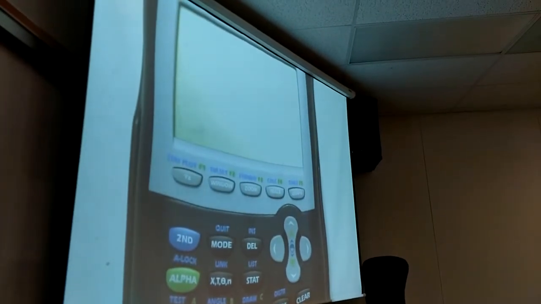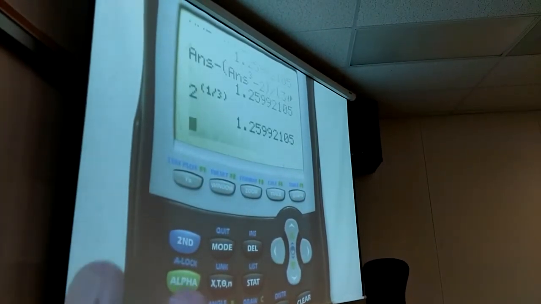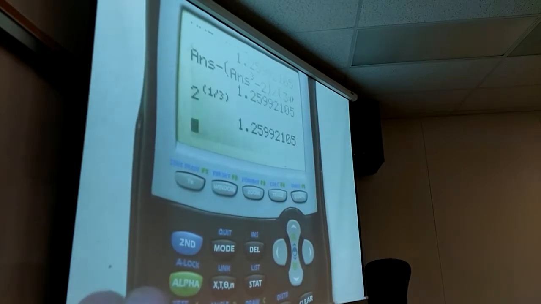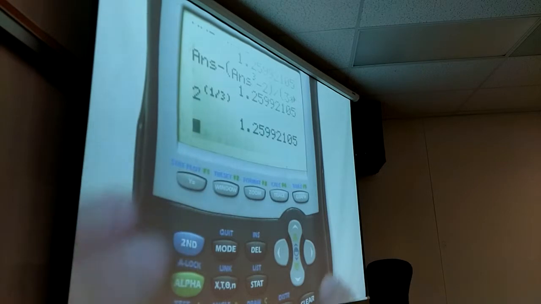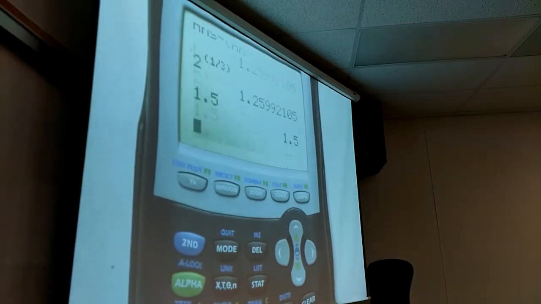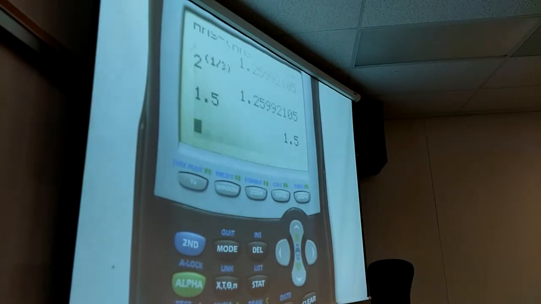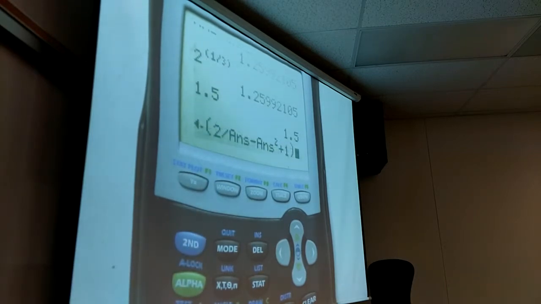Where do I want to start off? What's my first guess? 1.5, right? We got it a couple different ways. So if I put in here 1.5, enter. This step always seems a little weird. Now ANS has that in it. And from the very beginning, I can put in, okay, answer minus f of answer. So 2 divided by answer minus answer squared plus 1. That's f of answer. That's the top.